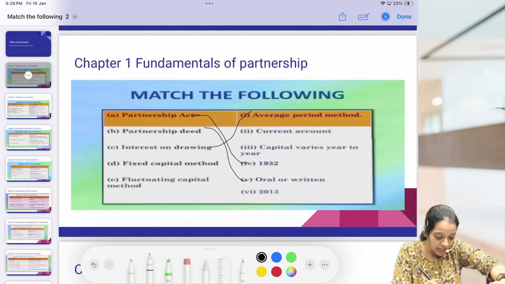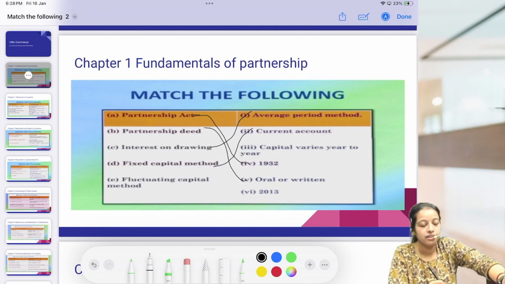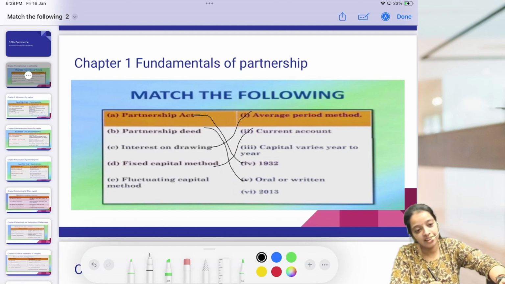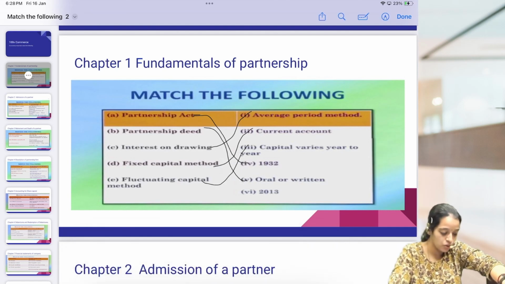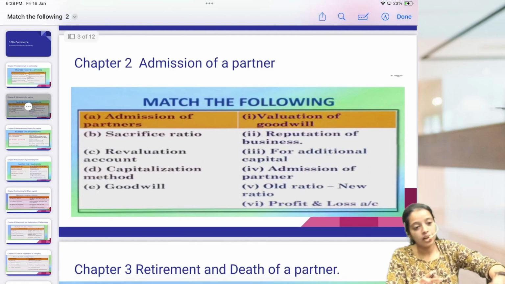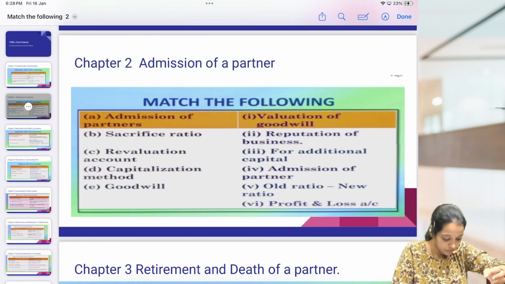Next, fixed capital method. In the fixed capital method we are going to prepare 2 accounts. One is the fixed capital account, that is the capital account of all the partners which is going to remain fixed, and the current account to adjust all the adjustments. Fluctuating capital: the capital keeps on varying from one period to another period. So that was all about the first chapter, that is your fundamentals.